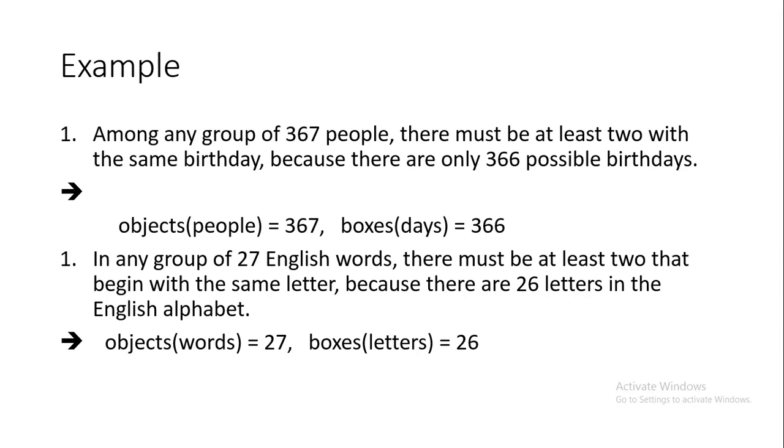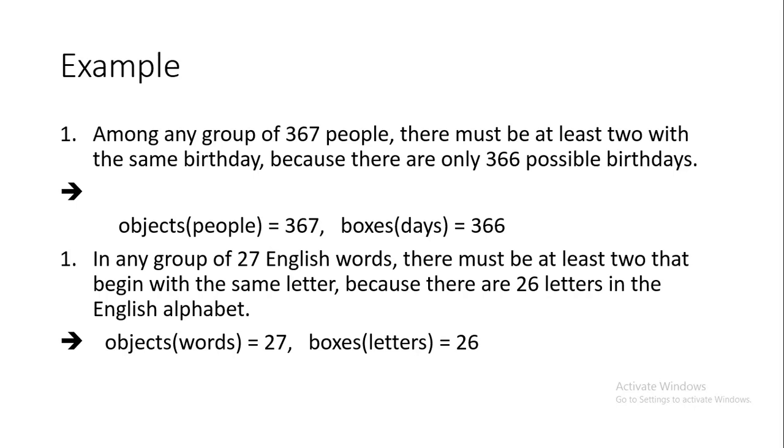The boxes, or days, are 366. In a year we have 12 months and the days are 365, but these 365 days are in a normal year. If that year is a leap year then there is one more day. So including the leap year our days are 366. Then we have to place those 367 people into these 366 days.